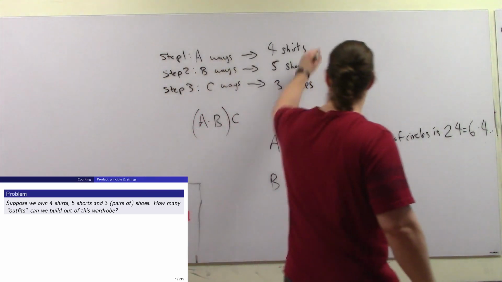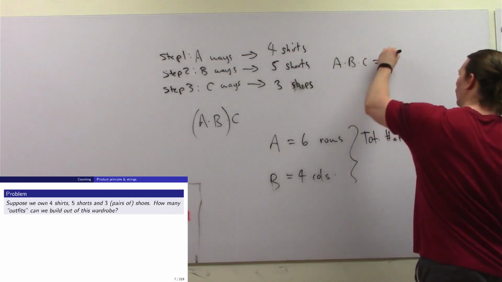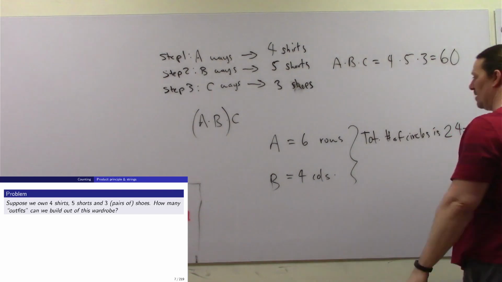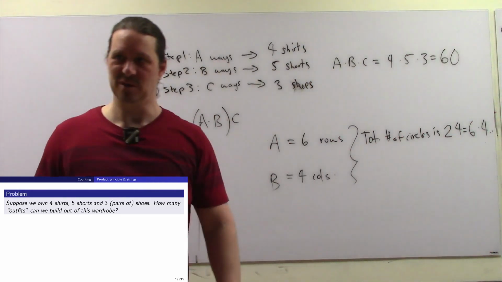Right? So if we multiply these A times B times C, then we get 4 times 5 times 3, which I think is 60. Is that right? Probably. I have them written down just in case. I can't compute on camera.